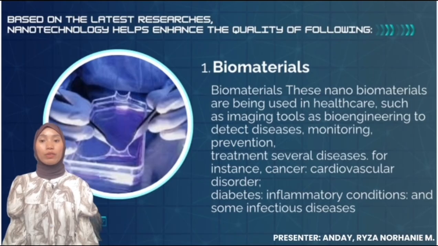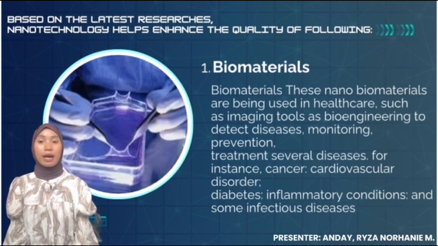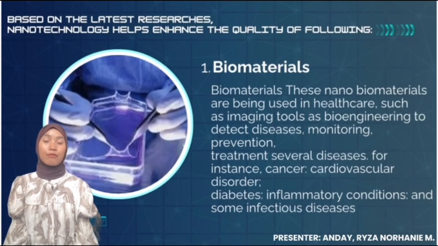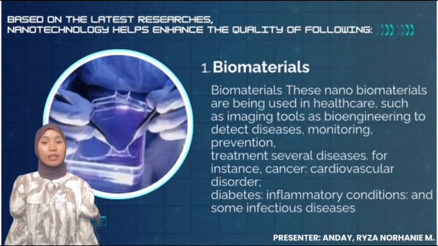Yung COVID-19, ginamitan di ba nila ng biomaterials tools to detect that particular disease. So yun, nanotechnology is ginagamit sa biomaterials para makagawa ng mas accurate and of course, mabilis na diagnosis and at the same time, mas effective na treatment. Since nga kayang i-manipulate ang materials sa nanoscale para makipag-interact sa cells and of course, DNA.